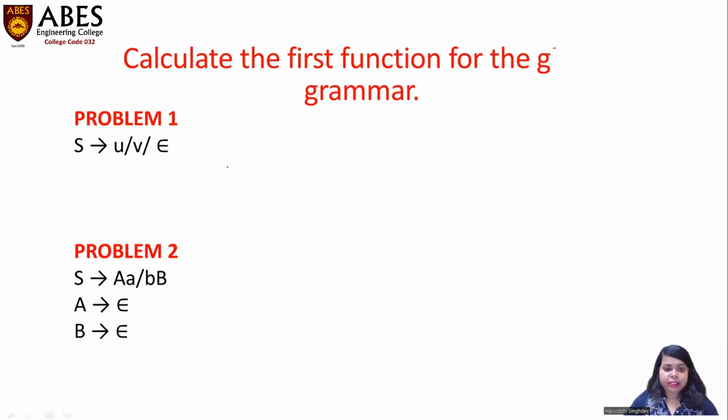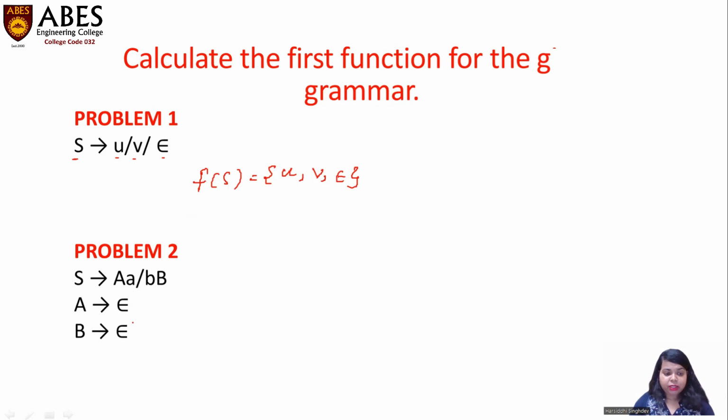Here we have the easiest problem, problem number 1. Here we can say that S is what? S is our starting symbol, which generates different strings like u, small v and epsilon. These are our terminal symbols. So first of S will be what? First of S will be either u, v or epsilon. So this is first of S. This is the simplest case.